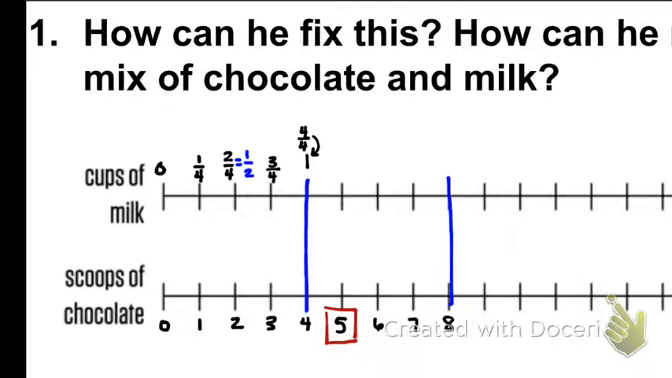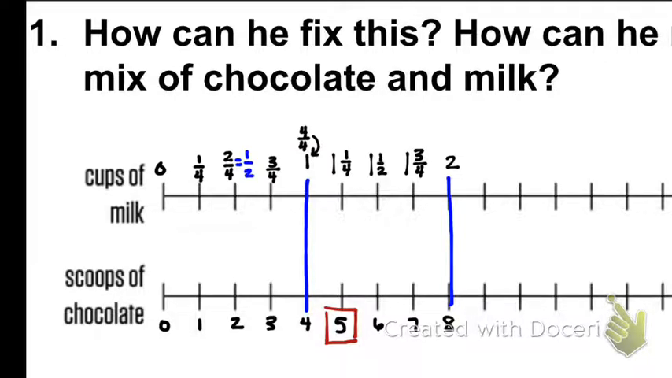So how much would this be right here? 1 1/4. And then what? 1 1/2. 1 3/4. And 2. So if he adds a whole other cup of milk, he adds 3 more scoops, he's got it in the correct proportion, right? He gets just the right mix.